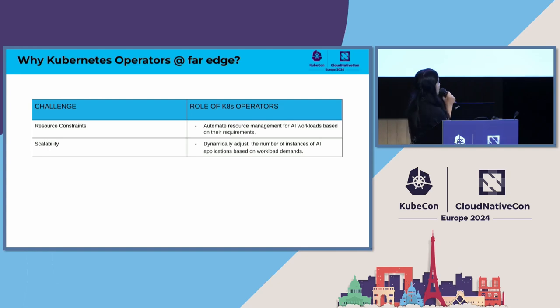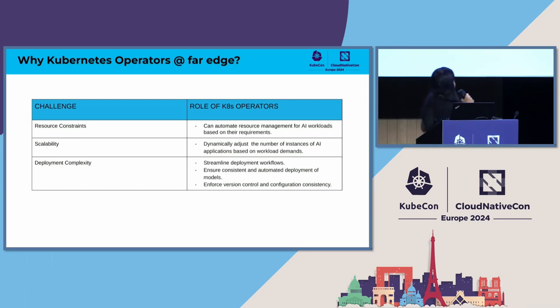The second reason is scalability. Usually, deploying a single AI model or a single pattern on multiple edge devices is pretty common. And in that case, operators help us by automating the repetitive tasks. Deployment complexity. Even if the whole deployment is easy, the task is mundane. So automating it makes a lot of sense. Ensuring consistent and automated deployment across multiple edge devices is something which is very complicated and that can be easily done by the Kubernetes operators.